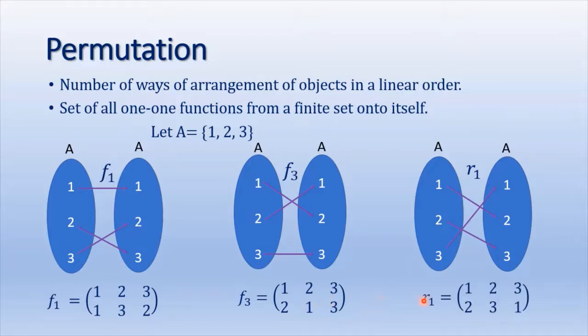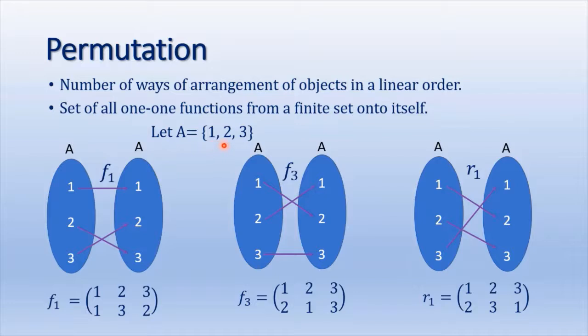1 mapped to 2, 2 mapped to 1, 3 mapped to 3 itself. Similarly, you are having the representation R1. In this permutation, you have the arrangement as 2, 3 and 1. So as already seen, we are having 6 different ways of arranging these 3 numbers.